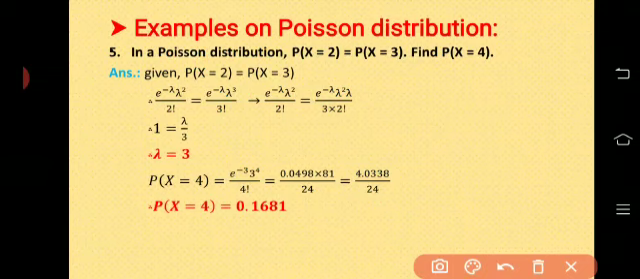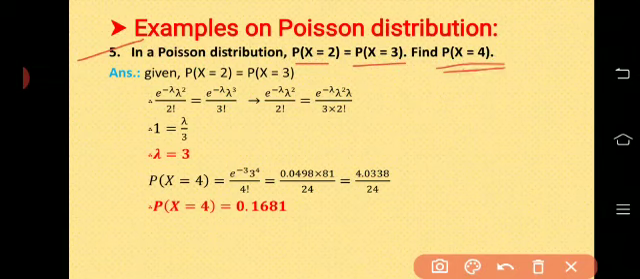The next example on Poisson distribution, for 2 marks, is: in a Poisson distribution, probability of x equal to 2 is equal to probability of x equal to 3. Find probability of x equal to 4. Now what is given in the solution, we will first write the given. So given is probability of x equal to 2 is equal to probability of x equal to 3.